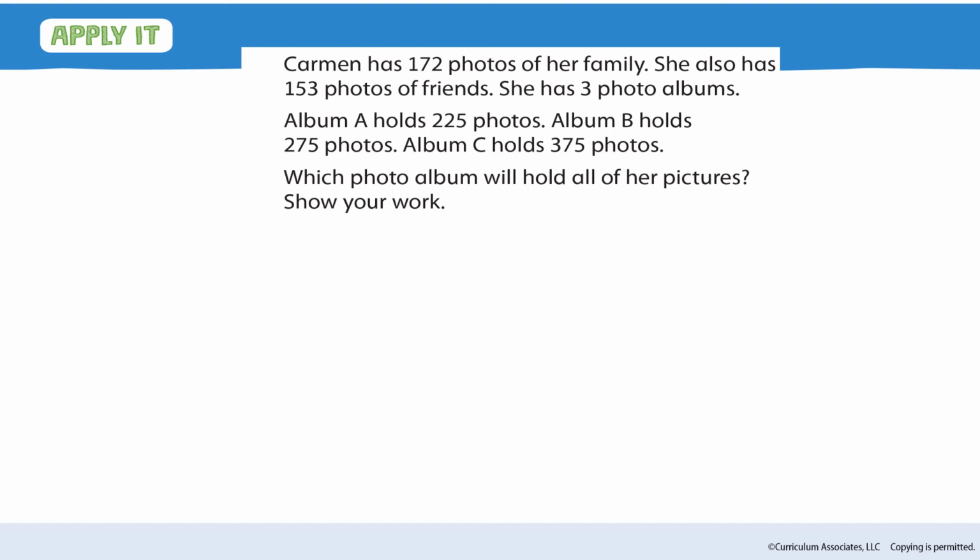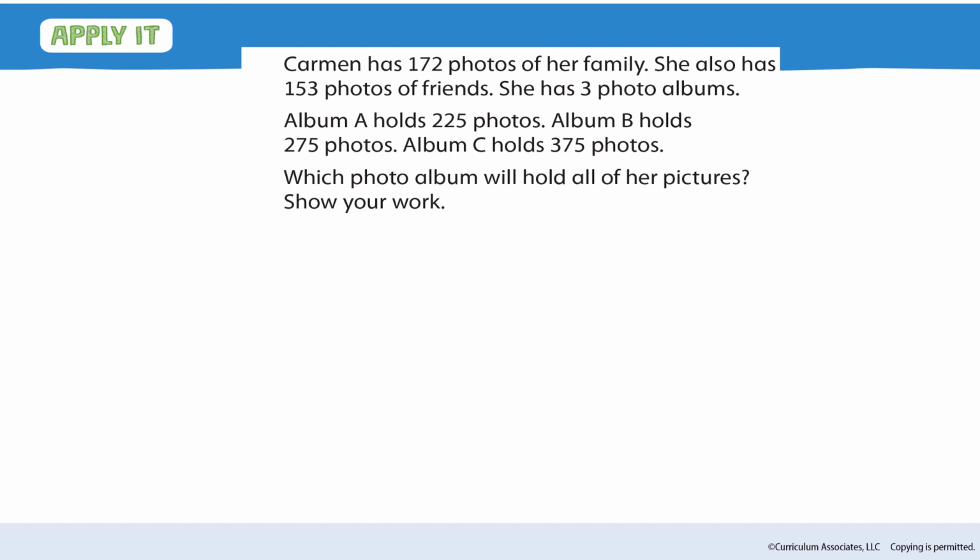Carmen has 172 photos of her family. She also has 153 photos of her friends. She has 3 photo albums. Album A holds 225 photos. Album B holds 275 photos. Album C holds 375 photos. Which photo album will hold all of her pictures? Show your work.